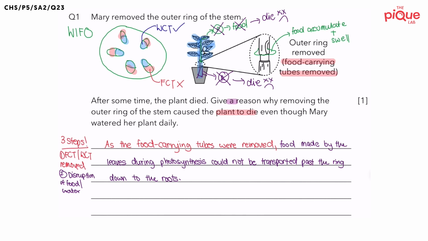Let's move on to the final step, step number 3. So what is the third step? You need to tell me the outcome. And in this case, what was the outcome? The plant died.